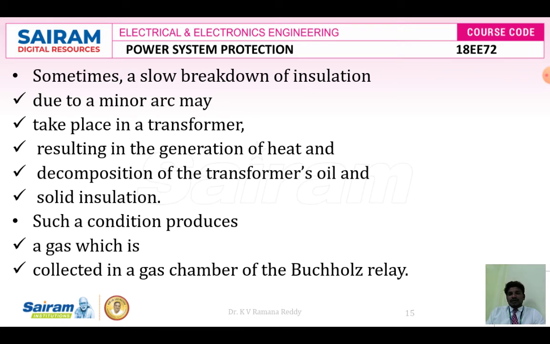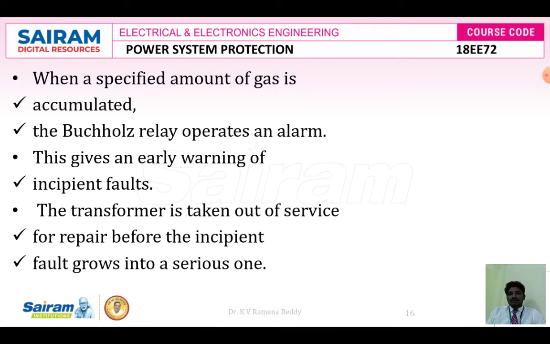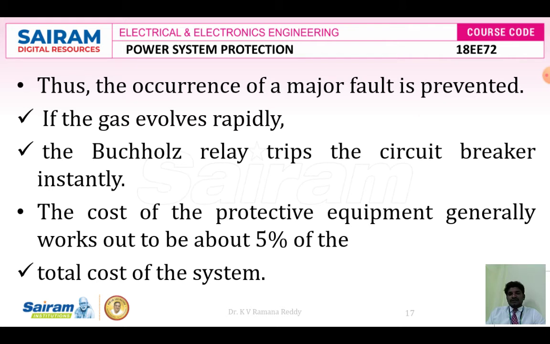Sometimes a slow breakdown of insulation due to a minor arc may take place in a transformer, resulting in the generation of heat and decomposition of the transformer oil, which breaks down the insulation strength. In such conditions, the gas is collected at the Buchholz relay. The Buchholz relay operates an alarm which gives an early warning of incipient faults. The transformer is taken out of service for repair before the incipient fault grows into a serious one. Thus, the occurrence of a major fault is prevented. If the gas evolves rapidly, then the Buchholz relay trips the circuit breaker instantly.